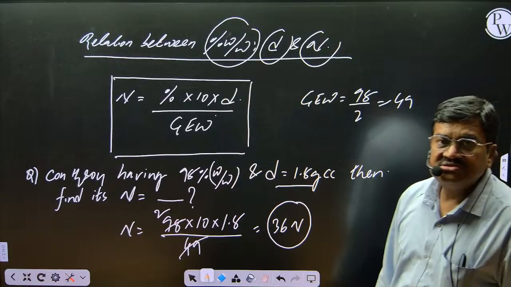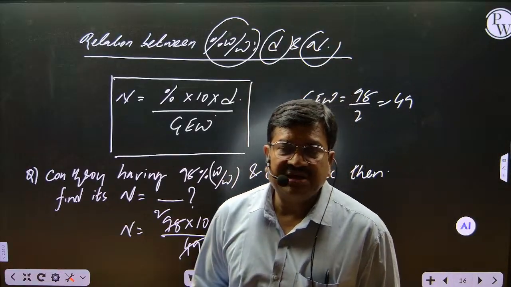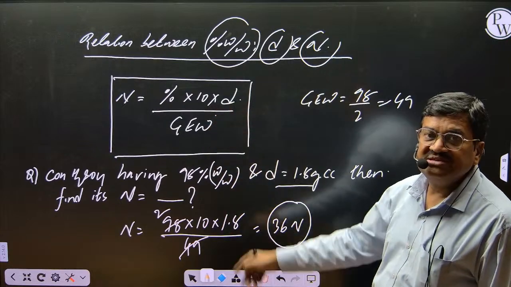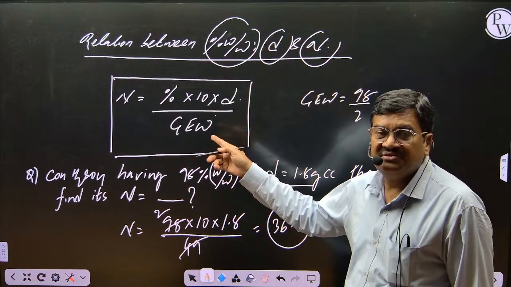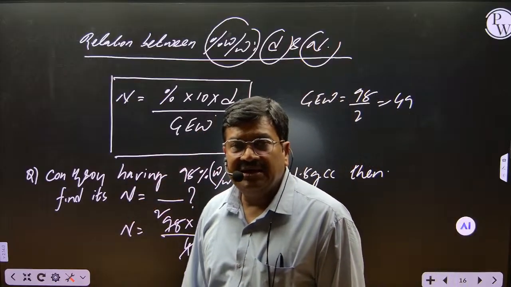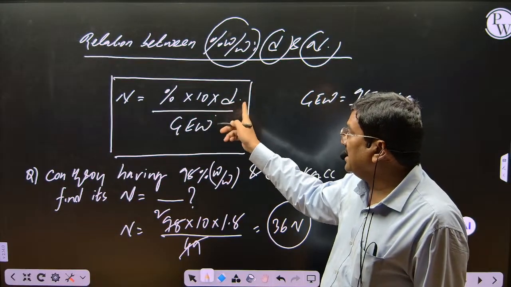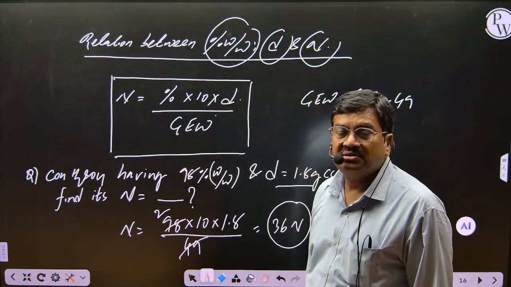Are you following, students? So if mass percentage and density are given, and they ask to find normality, it is percentage mass into 10 into density by gram equivalent mass. The same relation, if you remember, we also wrote for molarity. What is that relation in molarity? Check your notes. Mass percentage into 10 into density by molar mass we wrote.